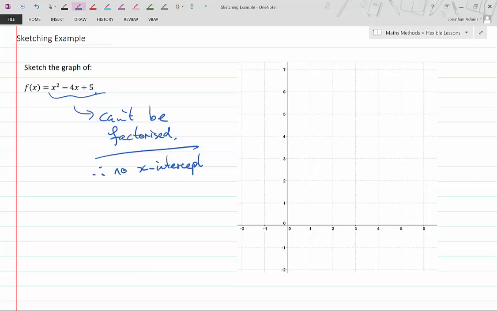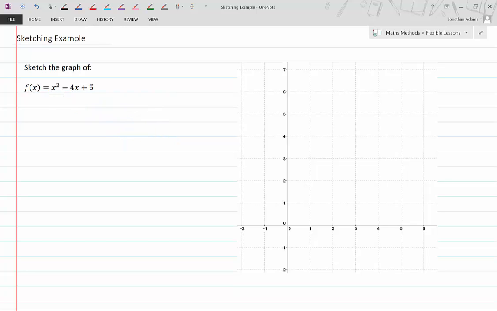And that can make it difficult to sketch if we don't have derivatives to work with, because we really don't have many features we can mark on. There's no x-intercepts, so it means it's going to be somewhere up here, or it could be down here. We don't know yet. We've got to work that out, but we're not going to be cutting the x-axis anywhere with this graph. So let's take the information we can get out of this.